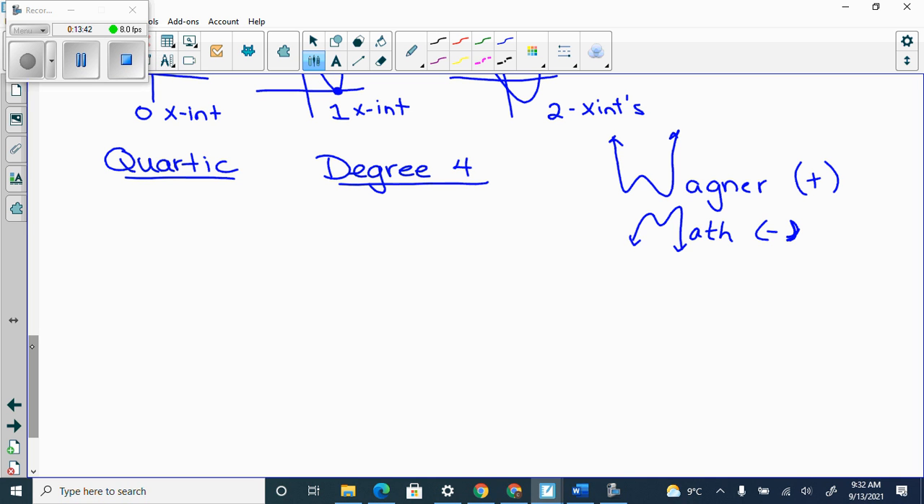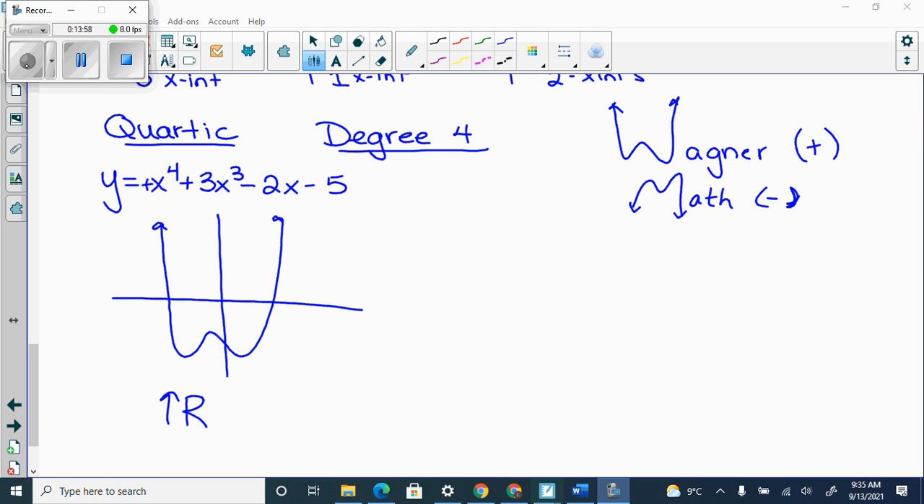Okay? So say we have y equals x to the 4th plus 3x cubed minus 2x minus 5. I skipped the squared, I don't care. Put that into your calculator and give it a quick sketch. So it's degree 4 and it's a positive leading coefficient, so it's up on the right. And if it's up on the right and it's an even degree, it would be up on the left, correct?